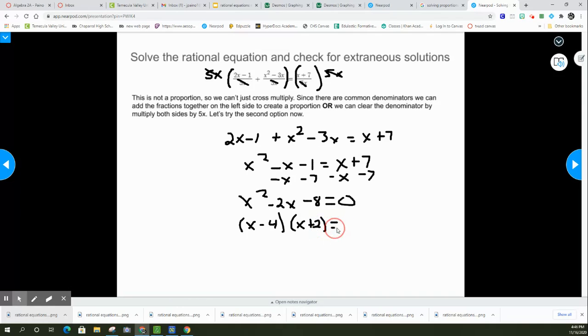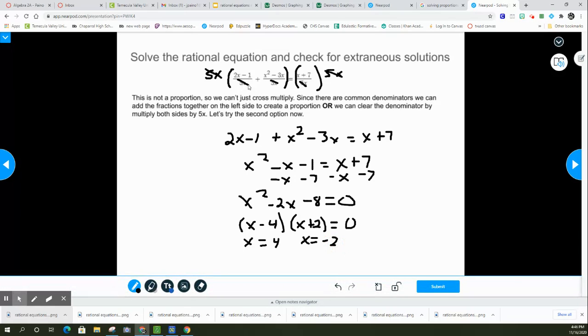And so I get two answers. I get x equals 4. I get x equals negative 2. And they both work. Again, the only answer that would not have worked was 0. All right, so boom, there we go.